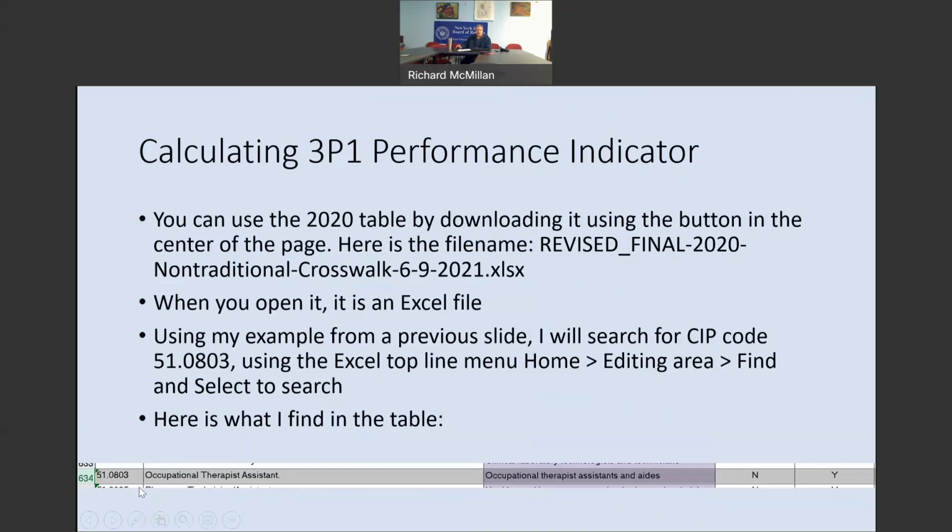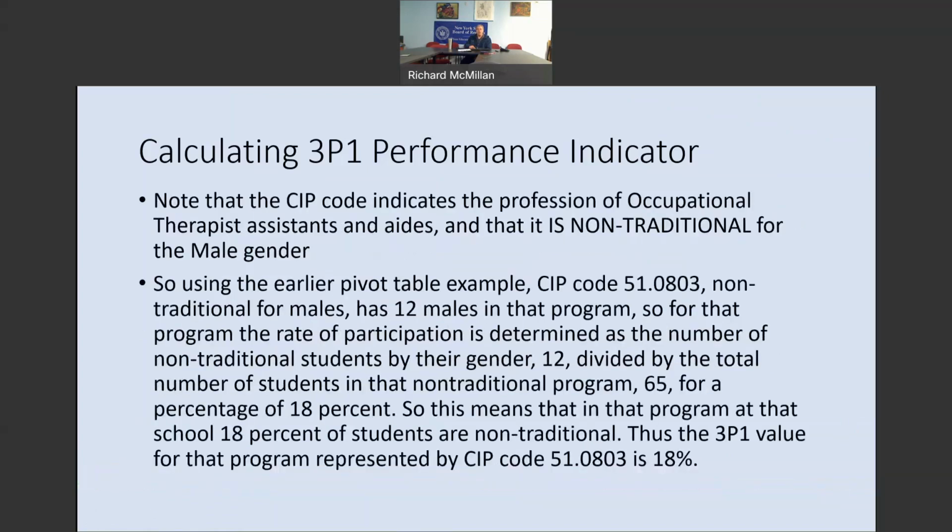And here's what I find in the table. For 51.0803, the occupation is occupational therapist assistant. And if you notice, it's got a Y in the column. So we know that this is a non-traditional field of study because one of the two genders has a Y in the column. And so note that the zip code indicates the profession of occupational therapists, assistants, and aides, and that is non-traditional for the male gender.